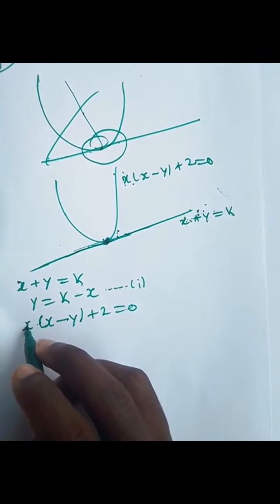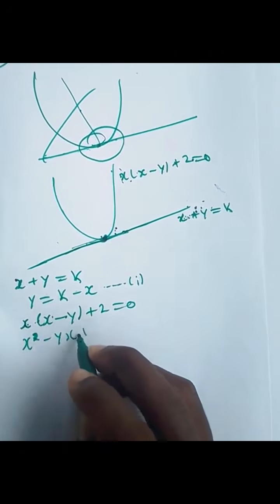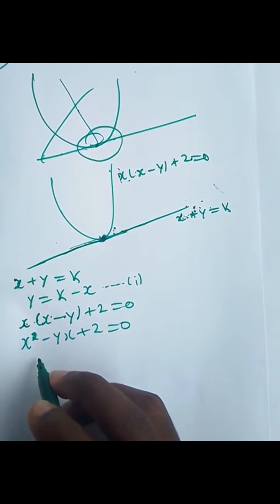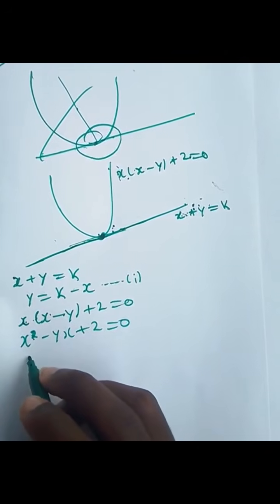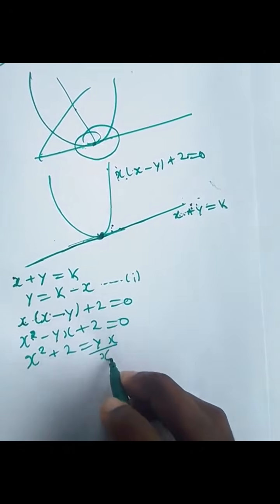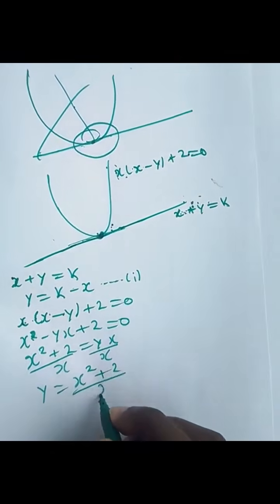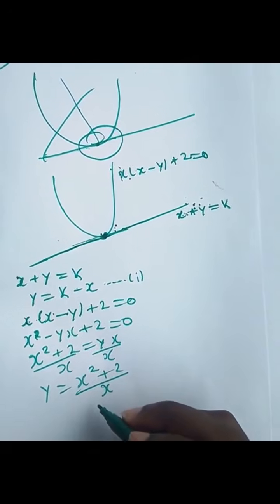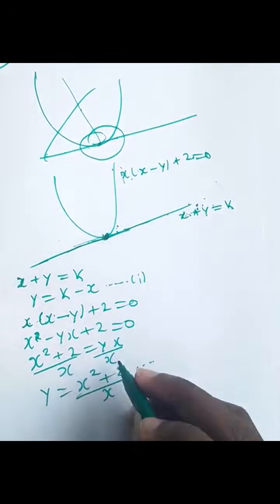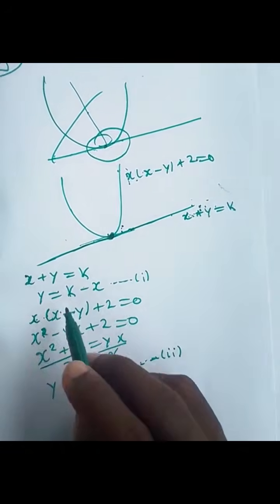The way I'm going to do that is to expand this: x power 2 minus yx plus 2 is equal to 0. Then I'll make y the subject, so let me take this yx to the other side, then divide by x. So y is equal to x power 2 plus 2 over x. I've just made y the subject in the equation of the curve and the straight line. Let me call this the second equation. Now we have two equations which are easy to use.